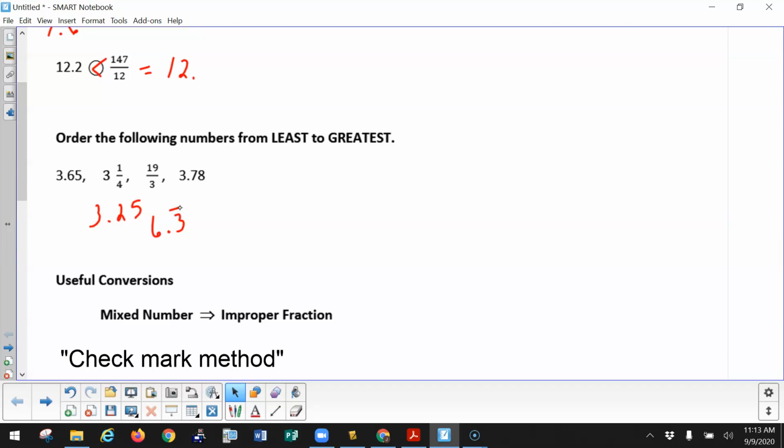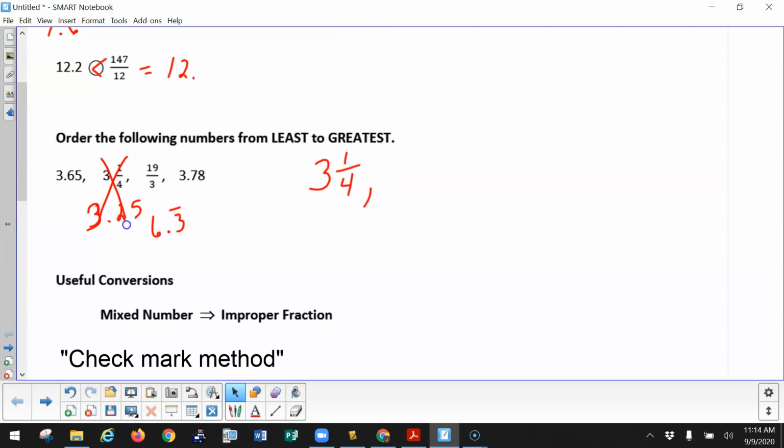When you put these in order, although we examine the decimal version of it in order to compare them, you always want to make sure you put them in the form that they were originally presented to you. So the smallest number here is 3.25. So it was given to us as 3 1/4, so you want to use that form of the number.